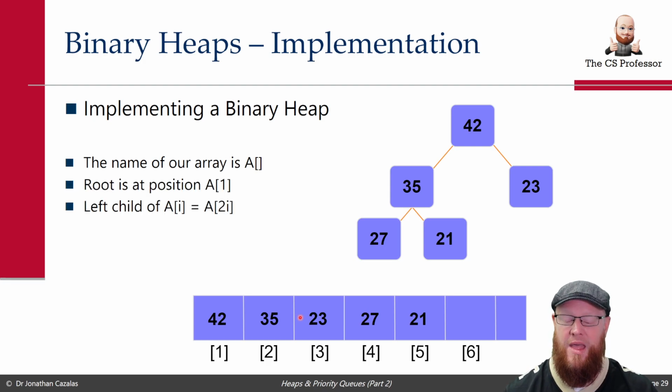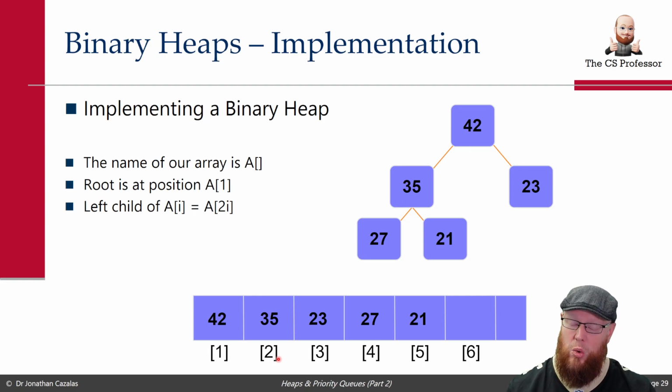We already know that. The left child of any given node at index I, so I is now general, the left child of the node at index I will be found at index 2i. Check it out. Here we have node 35. It's at index 2. Where is the left child of 35? Guaranteed to be at index 4, 2 times 2. What if I tell you we have a node at index 11? Where is its left child? Guaranteed to be at index 22.